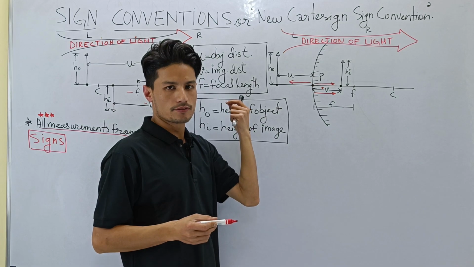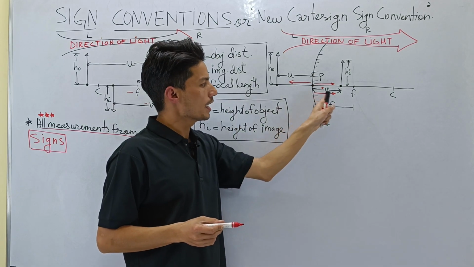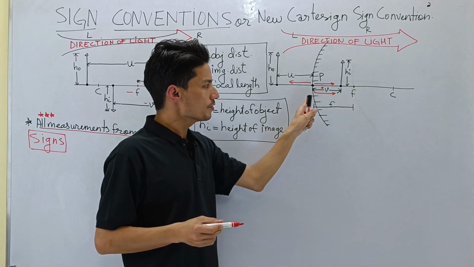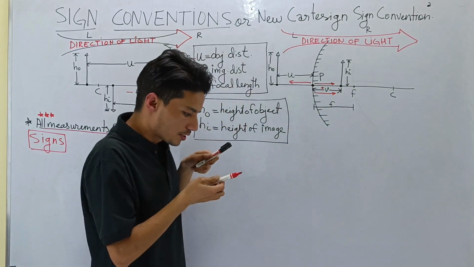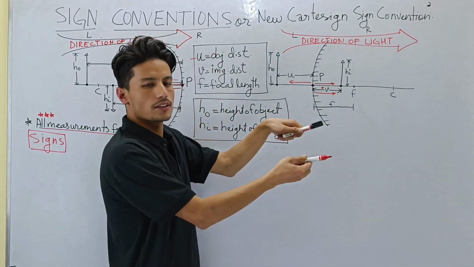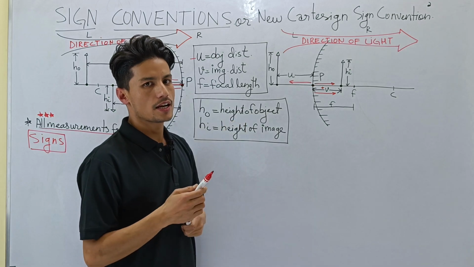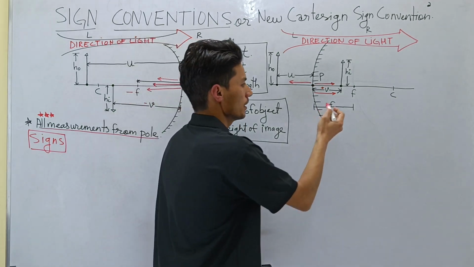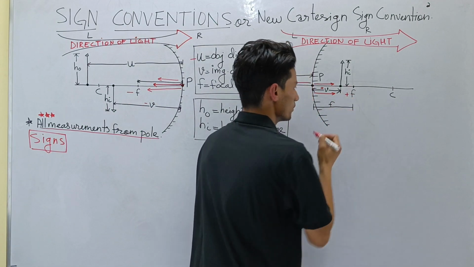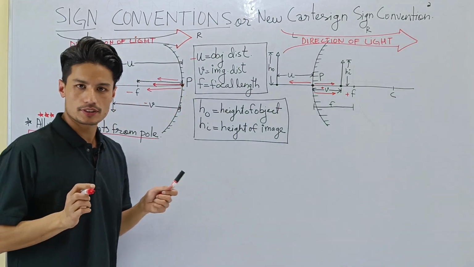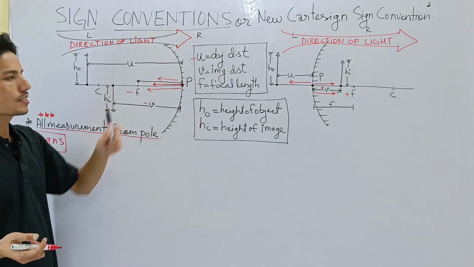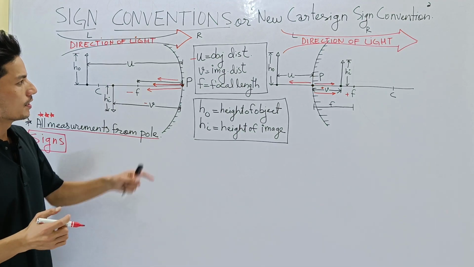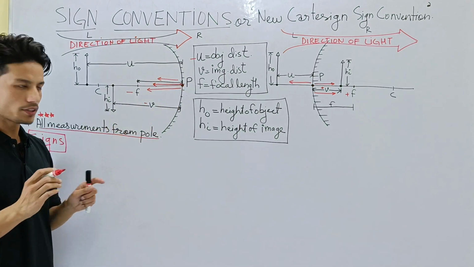What is your answer? Yes, I am moving along the direction of light. If the direction of my movement and the direction of the light are together, what sign do I get? I get positive. So the focal length here will be positive. Are we clear? Okay, that is it. So this is the sign Cartesian, not very difficult.